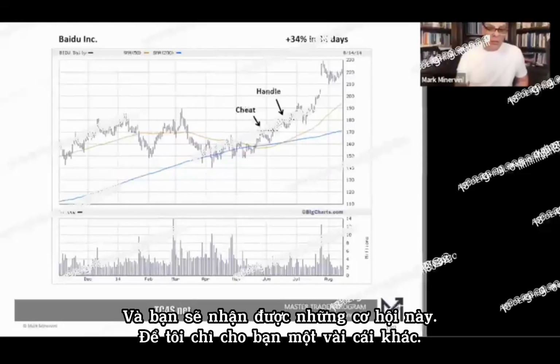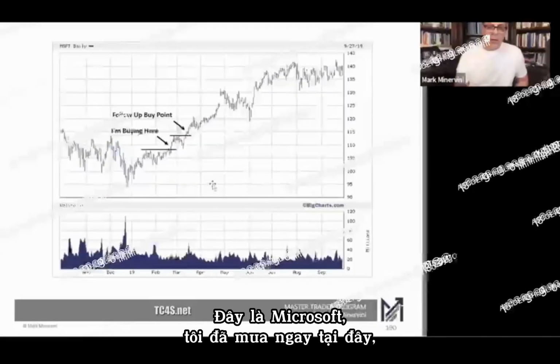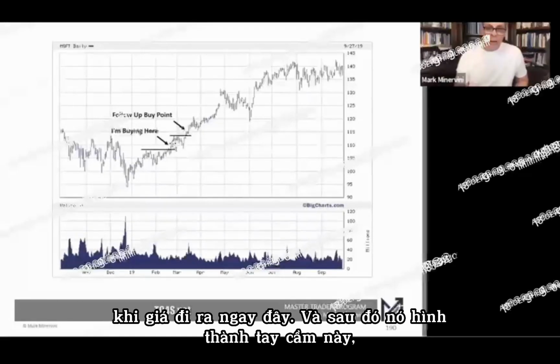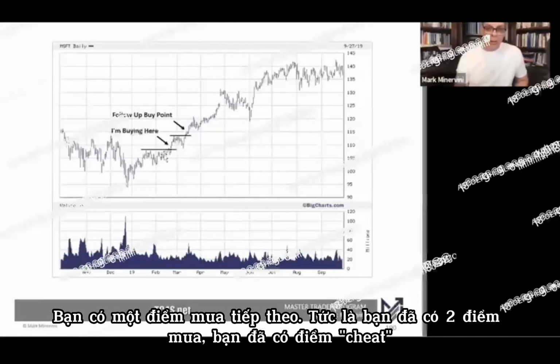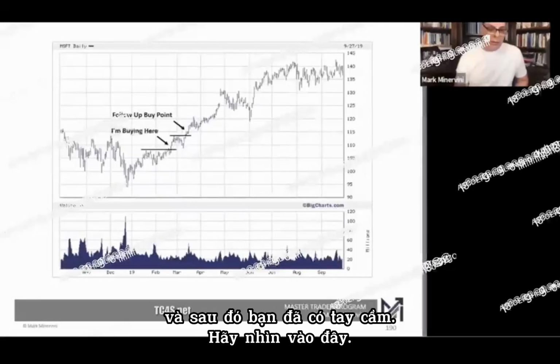Let me show you a couple others. So here's Microsoft. I was buying right here, coming out right here, and then it formed this handle, if you will. You got a follow-up buy point, so you got a couple. You had the cheat, and then you had the handle.